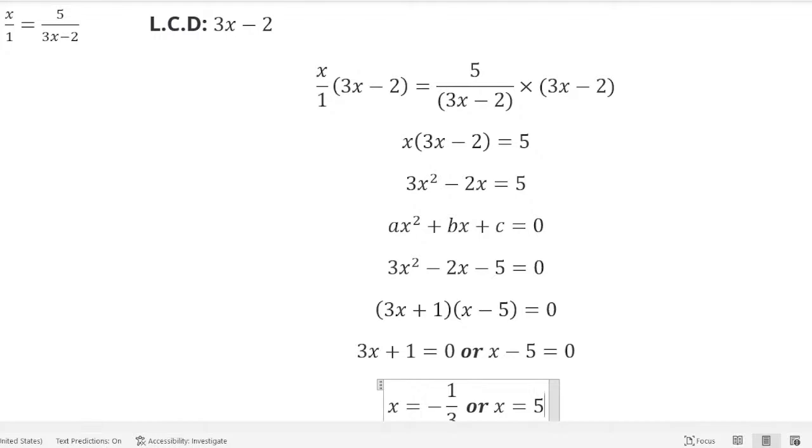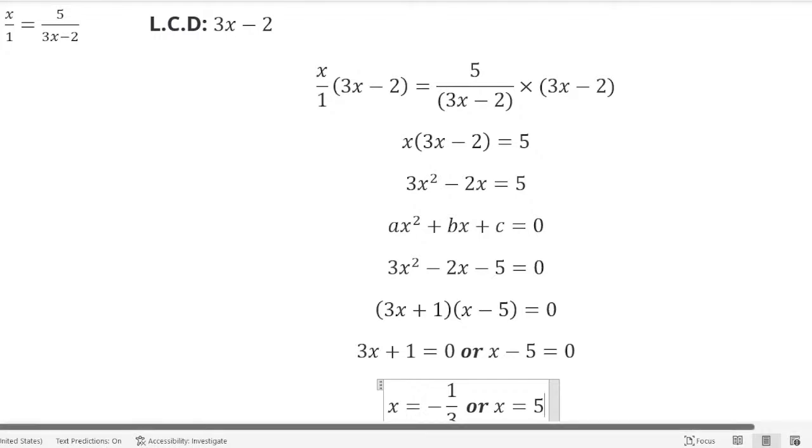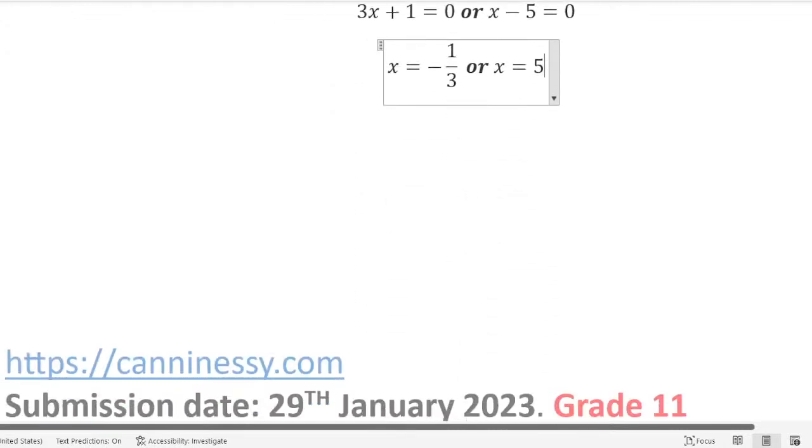Remember, when you are taking one term to the other side of the equal sign, it changes the sign. If it was a negative, it becomes positive. If it was positive, it becomes a negative. If you don't understand, you can comment so that I can explain further.